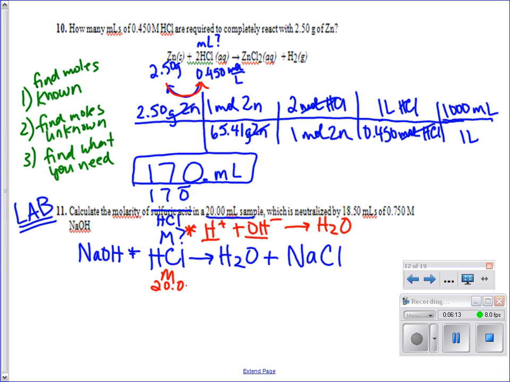I have a 20.0 mL sample, and it's neutralized by 18.50 mL of 0.750 molar standardized sodium hydroxide. How this works in your actual titration: we're neutralizing a 20 mL sample of acid. You can tell by the way it's worded, when you do your titration, you're going to have your sodium hydroxide in the burette, a graduated piece of glassware that y'all saw in pre-AP. And then you've got your little beaker.